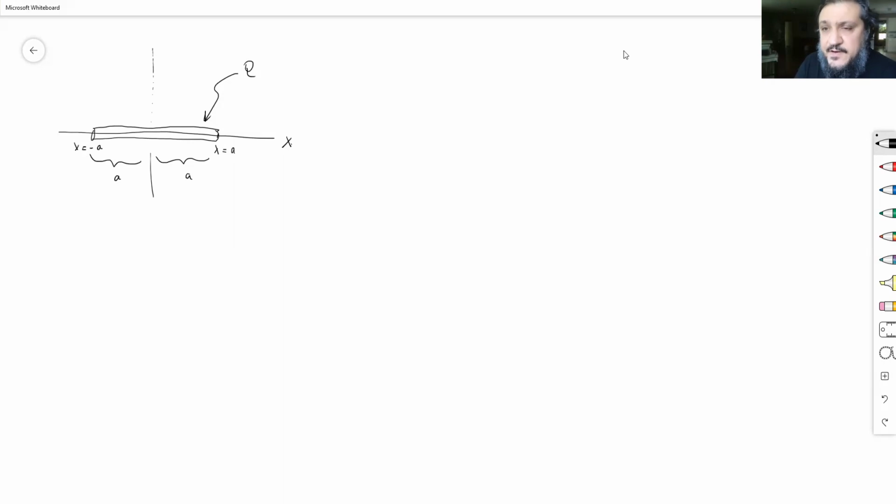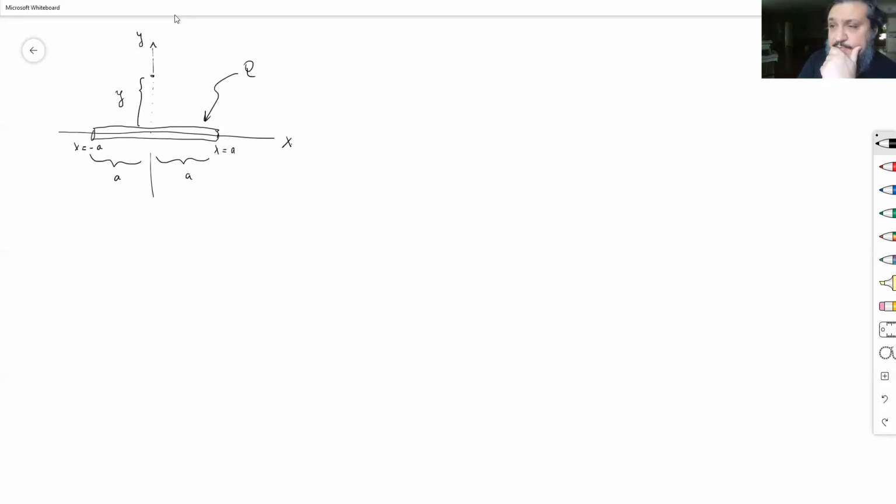So I wish to find the electric field at a point y above the midpoint here. So this is the y-axis. Now, I already worked out this problem before in one of the videos, probably in video 1, but only the electric field. Now I'm going to find the potential as well.